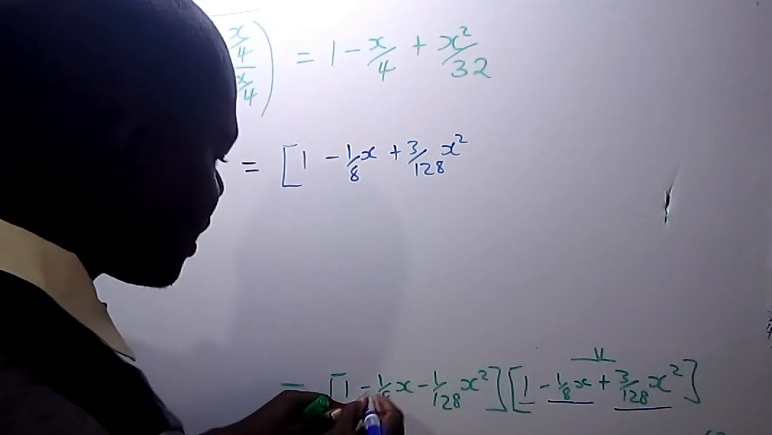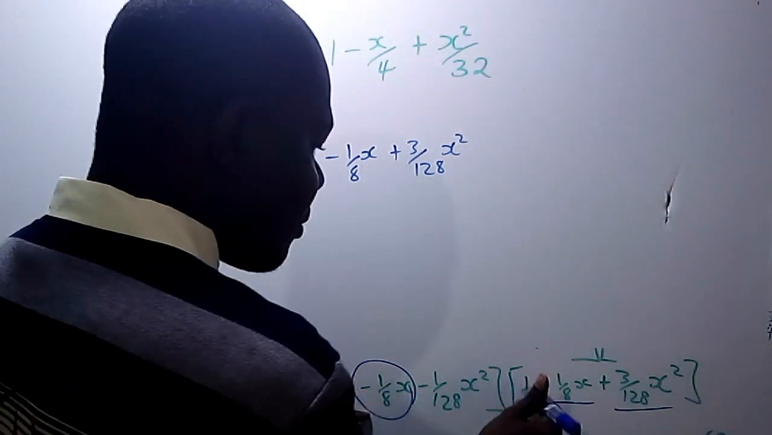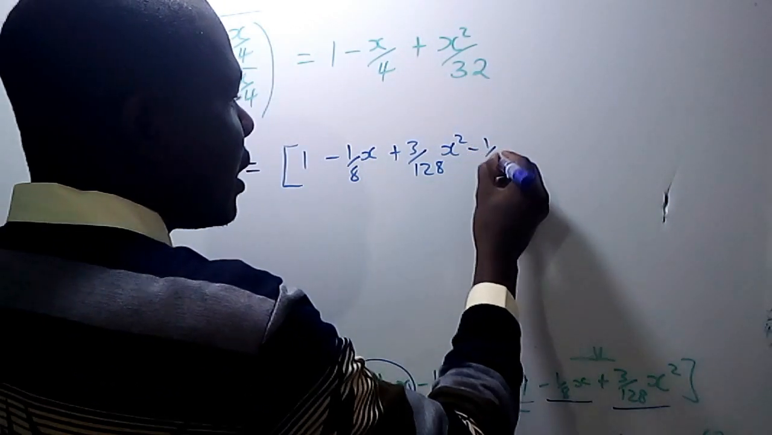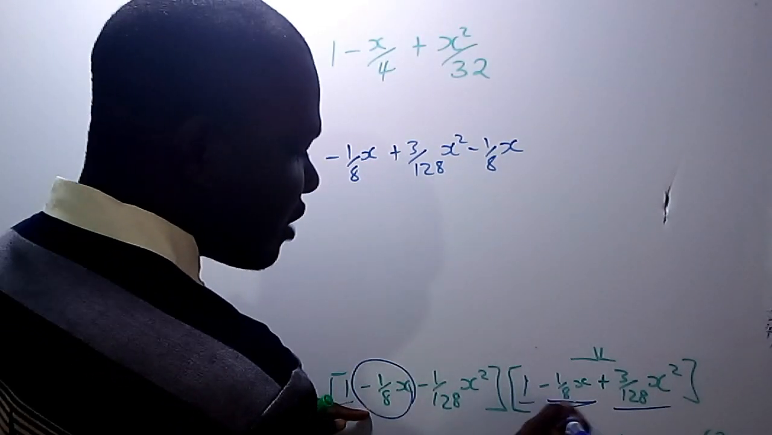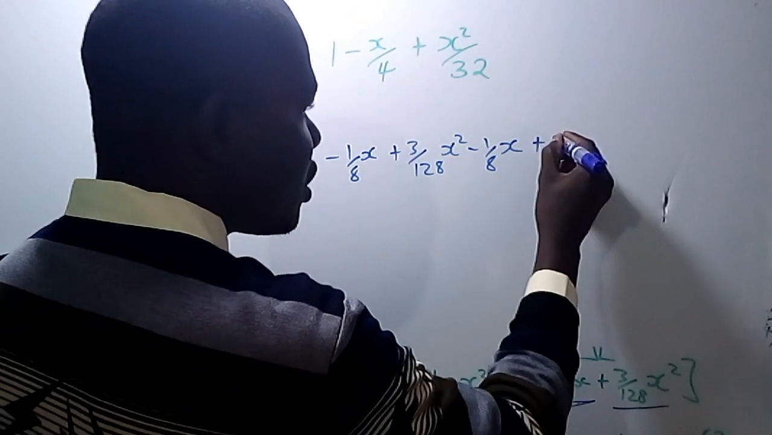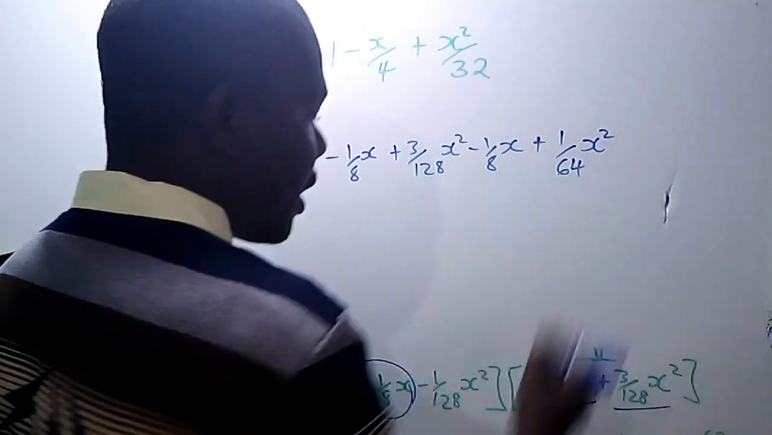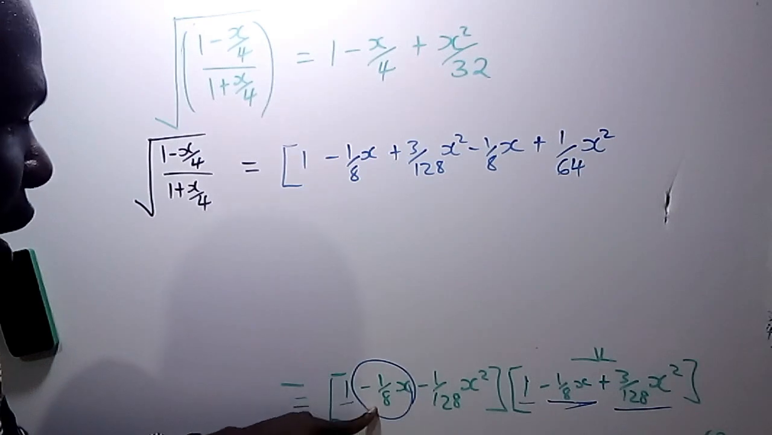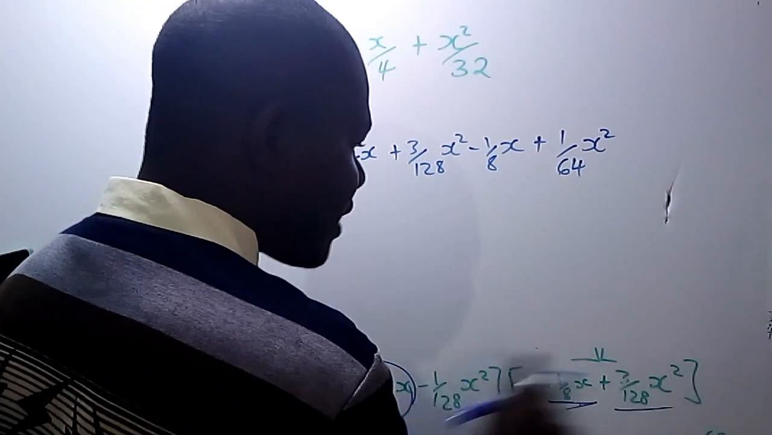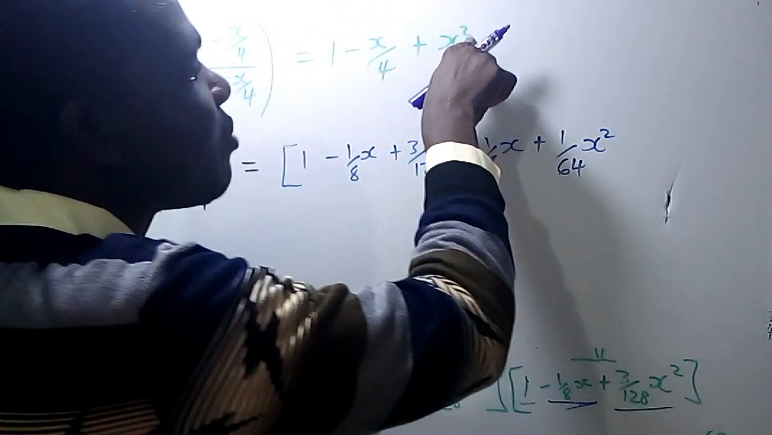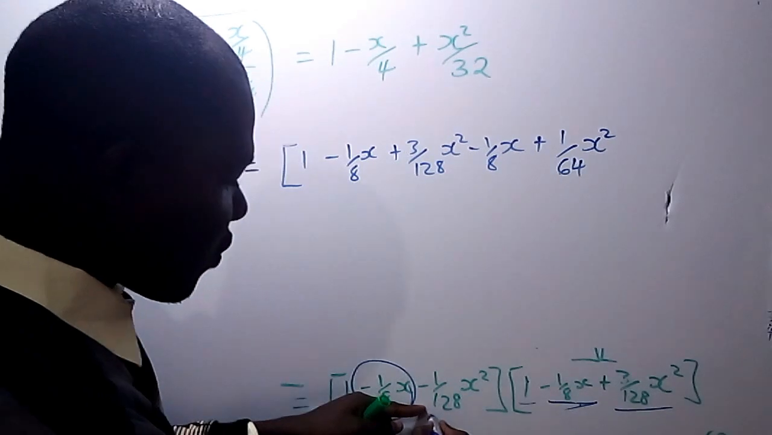We move to the next factor, which is negative 1 over 8x. Negative 1 over 8x times 1, we get negative 1 over 8x. Negative 1 over 8x times negative 1 over 8x. Negative times negative is positive. 1 over 8 times 1 over 8 is 1 over 64. x times x is x squared. Negative 1 over 8x times that, x times x squared is x cubed. So we ignore that because here we only want to reach x squared. So we are done with that. We move to the last term.